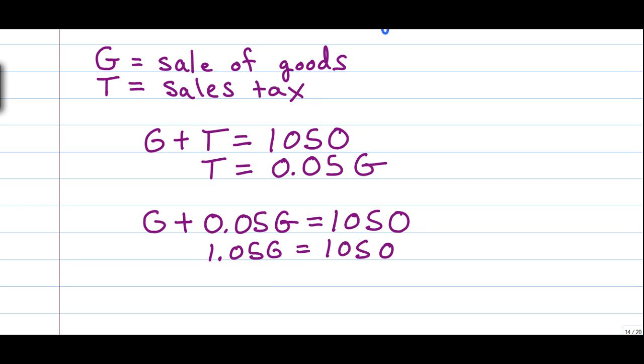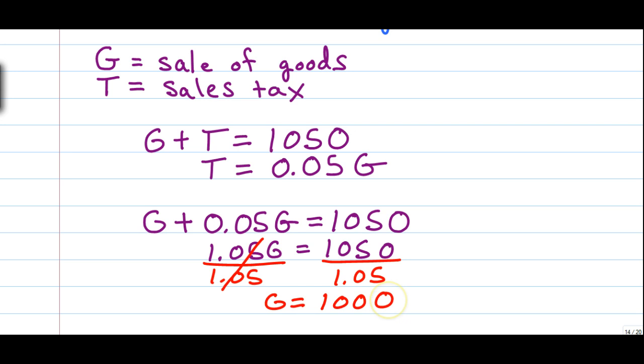Next, we're going to divide out that 1.05 so that we get the variable G alone. So 1.05 divided in, we find that the goods comes out to 1,000.